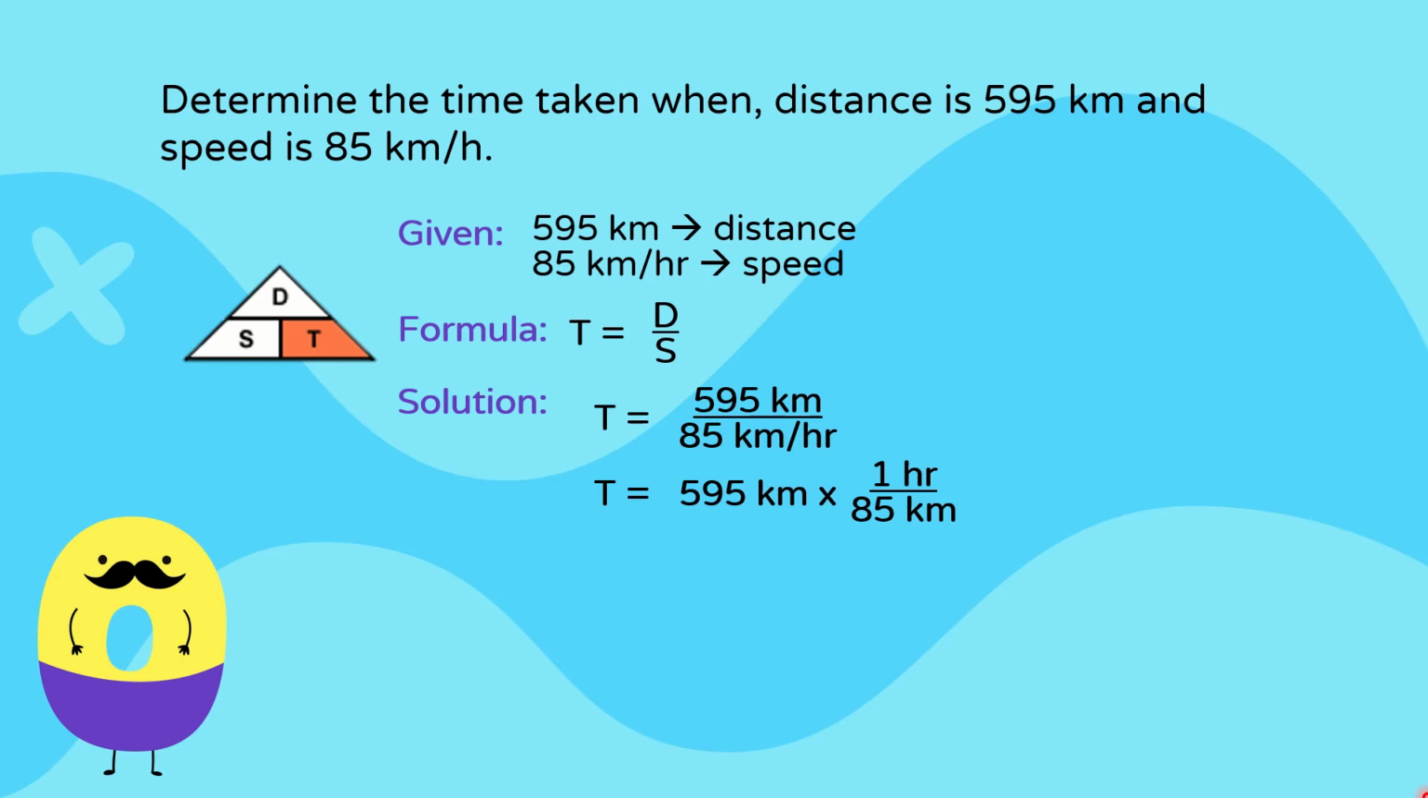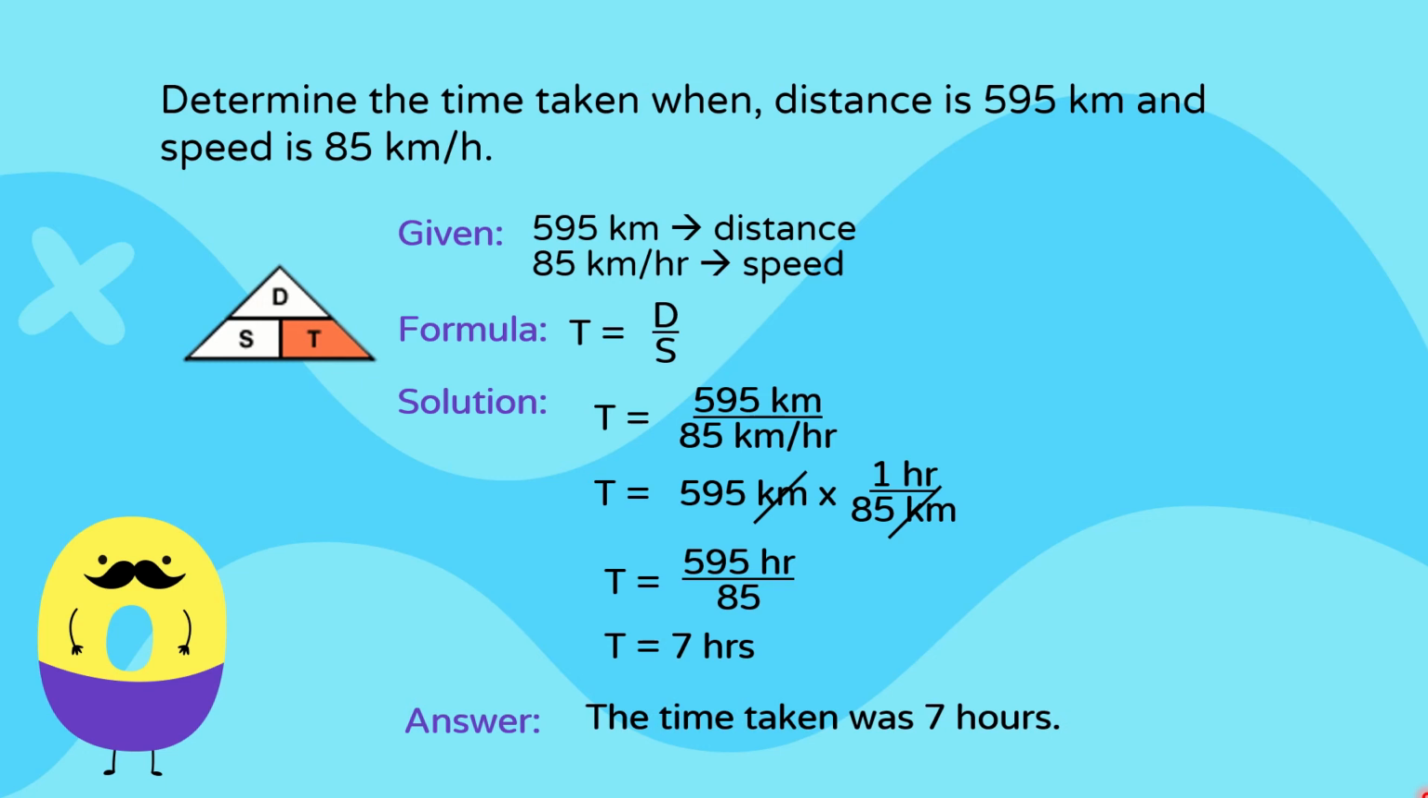And then let us cancel the unit of measurement kilometers because kilometer over kilometer would be 1. So 595 times 1 is 595. And then since we have 1 as the denominator of 595, we have 1 times 85 is 85. 595 divided by 85 is 7 hours. So therefore, the time taken was 7 hours.